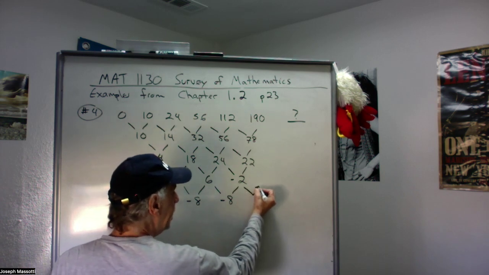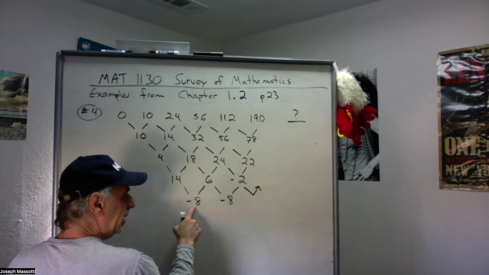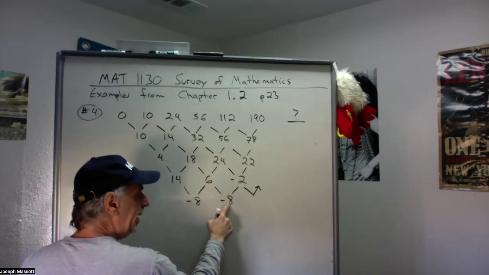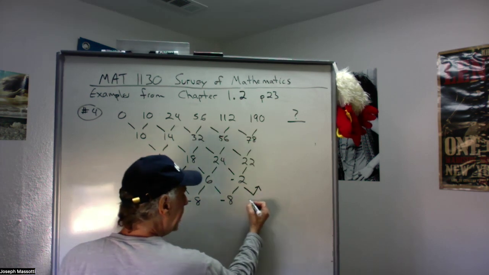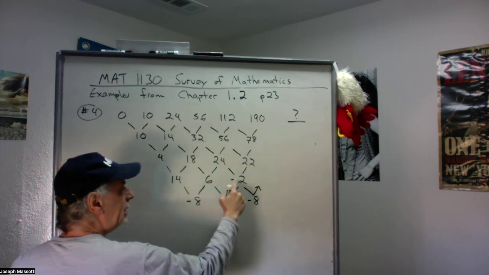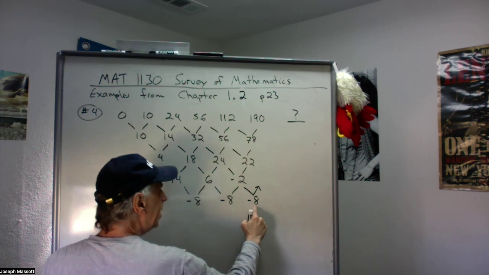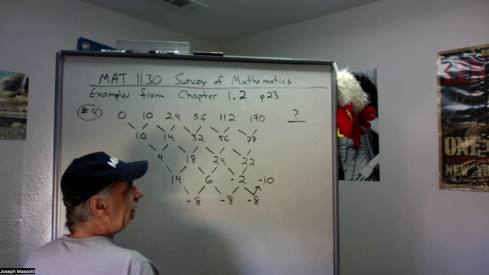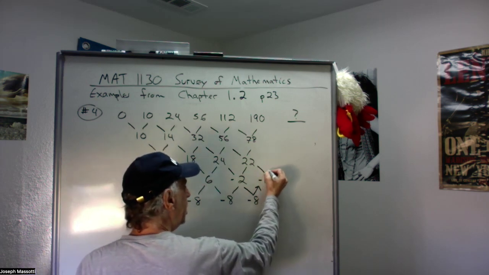We're going to say, just like 14 plus -8 is 6, and 6 plus -8 is -2. We're going to extend that one more and say -2 plus a -8 gives us a -10. And then we're going to continue our way up.